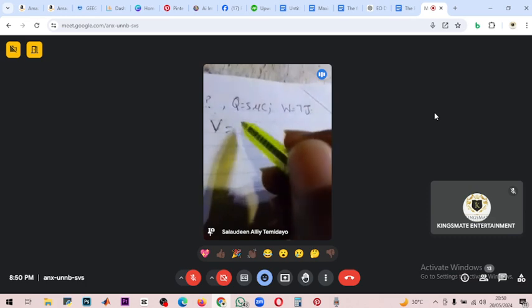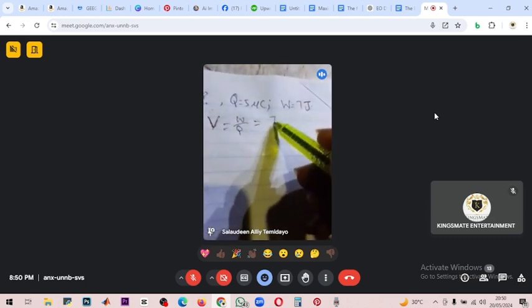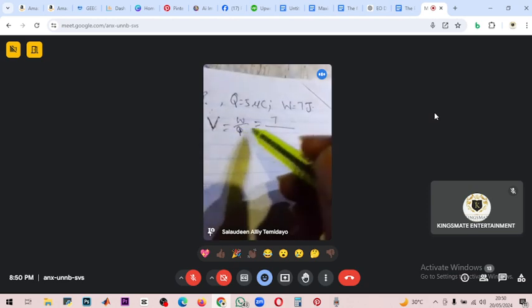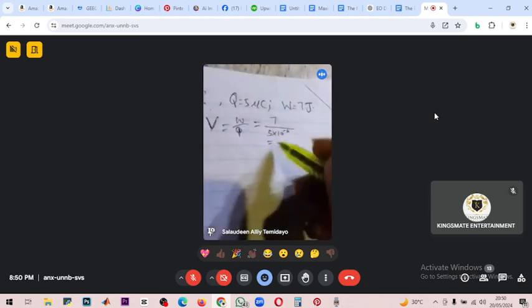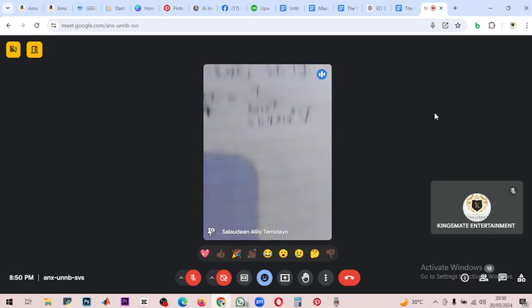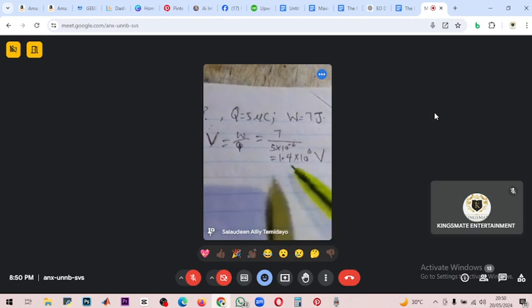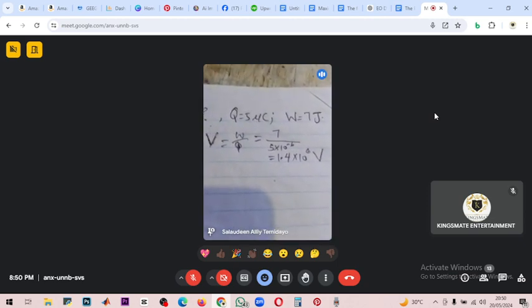Now the formula is W over Q, where W is the work done. That is 7 over Q, and Q is 5 times 10 raised to the power minus 6. So this is 7 over 5, which is 1.4 times 10 raised to the power 6 volts. Where did you see that 10 raised to the power 5? Everyone, did you understand what we did here? If you understood, let us know. If you didn't, let us know.